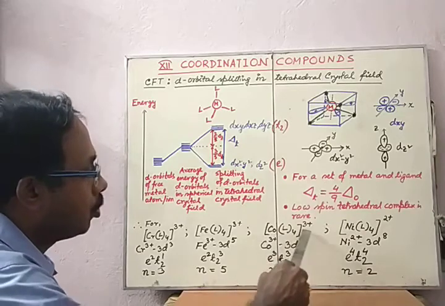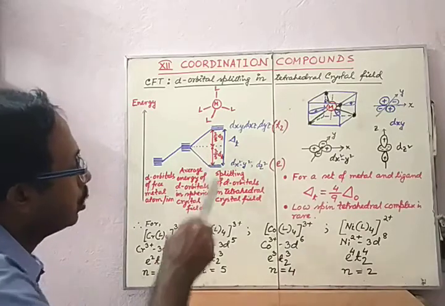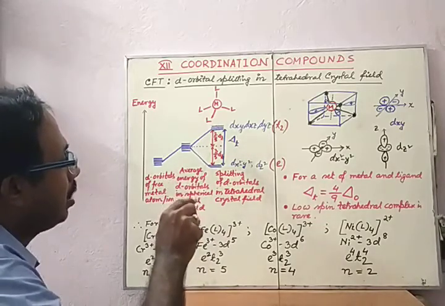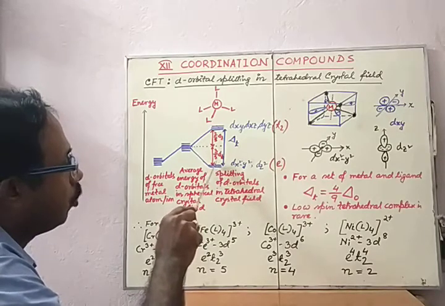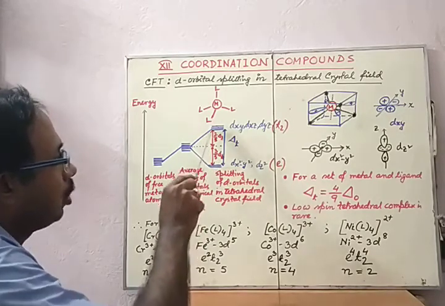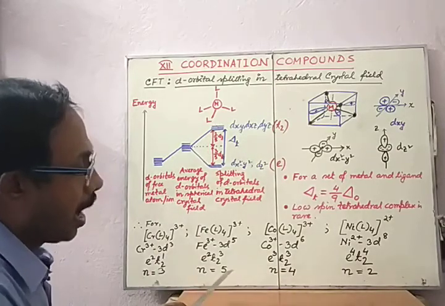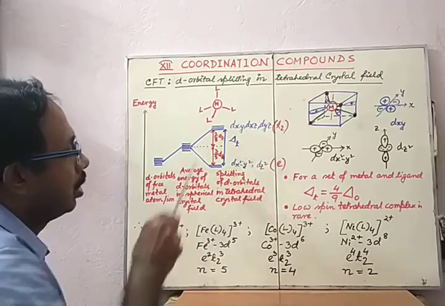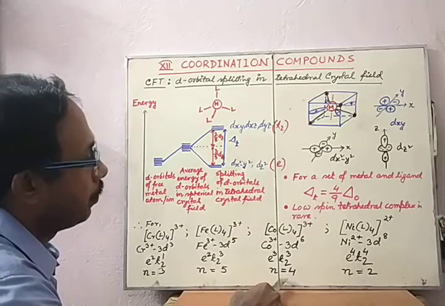Now for cobalt 3+ complex, cobalt 3+ is 3d6, so the configuration will be 1, 2, 3, 4, 5, then 6. 1 will be paired here. So there will be 3 electrons here and 3 electrons here also. So E3, T2 3 is the arrangement, and 1 electron here and 3 electrons here will be unpaired. Total 4 electrons will be unpaired.